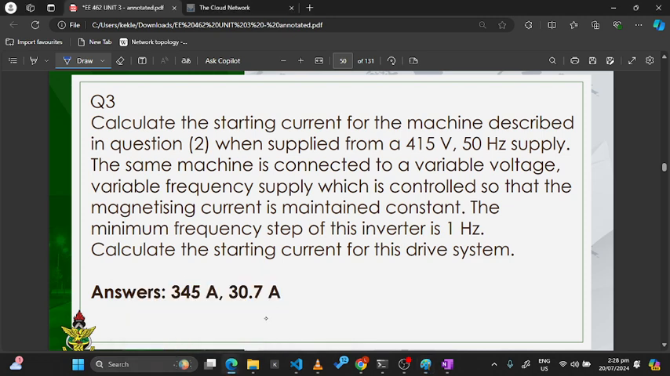So you have 345 over here. So now we've just solved up to this point. That's the starting current for the machine described in question 2 when supplied from a 415 volt 50 hertz supply.